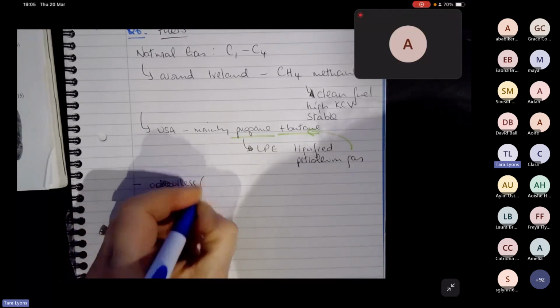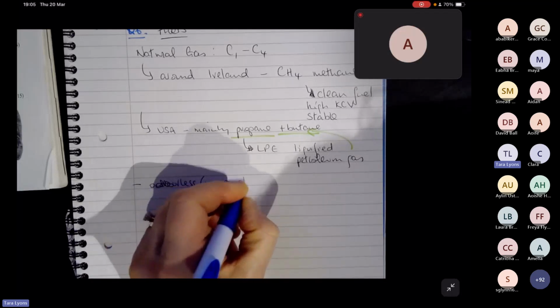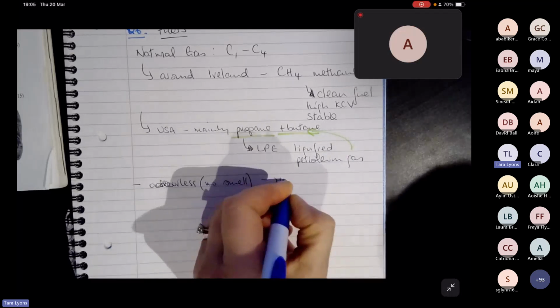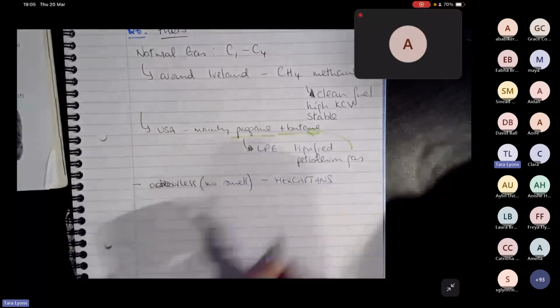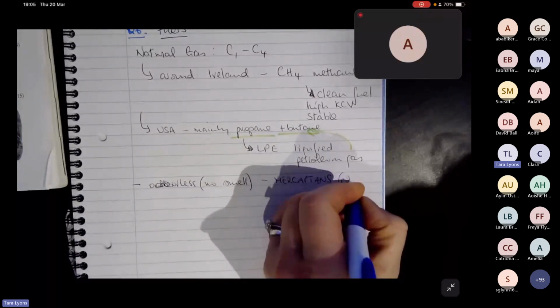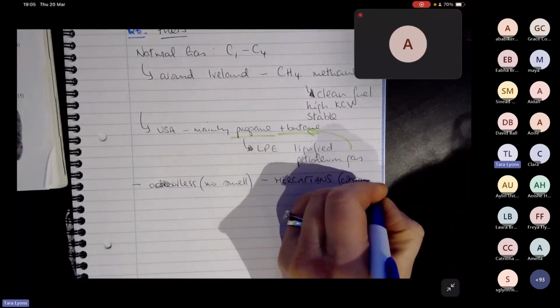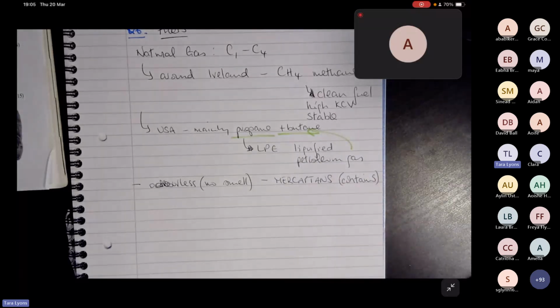So no smell. So they add sulfur compounds called mercaptans. They add mercaptans to give it a smell. So these contain sulfur, so there's going to be no mistaking the fact that you are smelling these molecules.